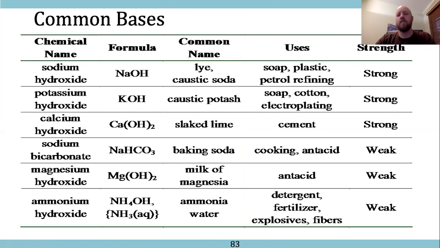And our bases, obviously bases are used in all kinds of making soaps. It's a fundamental part of making soaps, as well as electroplating, cement, obviously antacids and cooking. They're also used in fertilizers and obviously other detergents as well. So there's lots of these various kinds of strong bases used in various things.